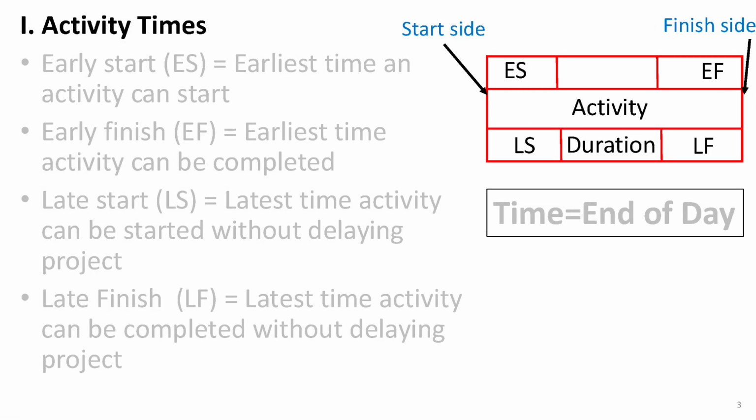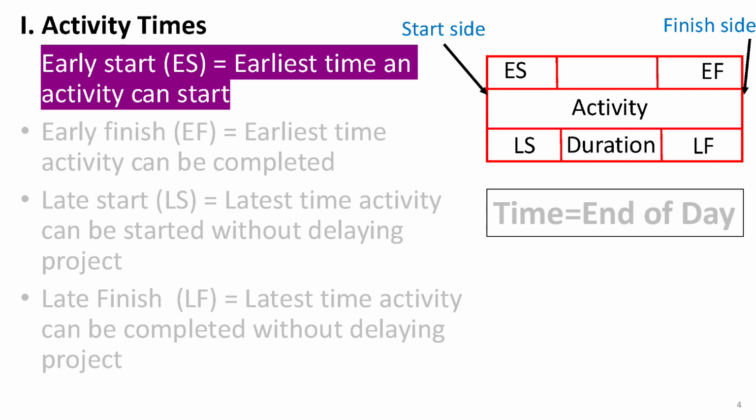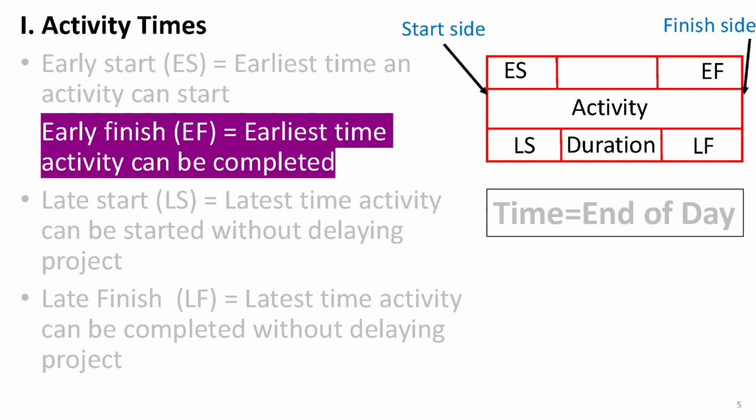Let's start with the basic definitions of activity times. There are 4 types of activity times. Early start, ES. It is the earliest time an activity can begin. Early finish, EF. This is the earliest time an activity can be completed.